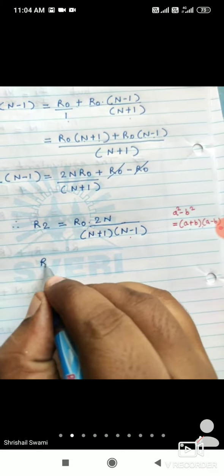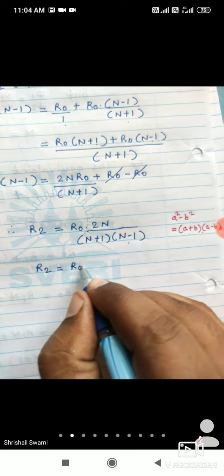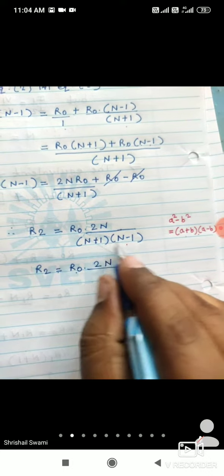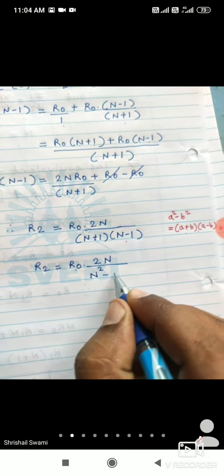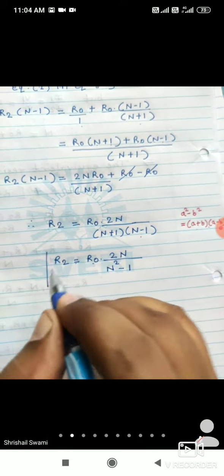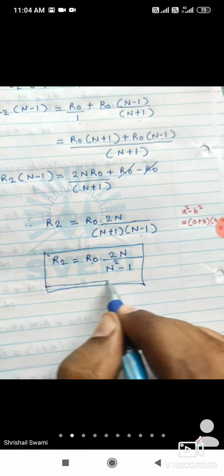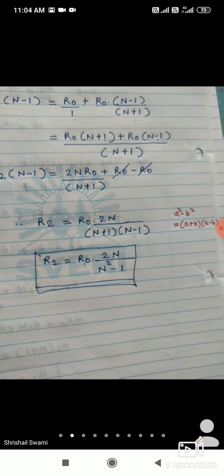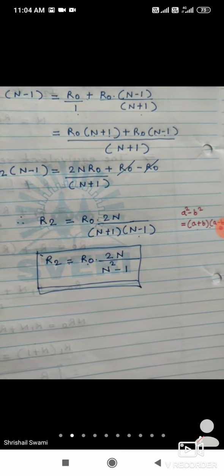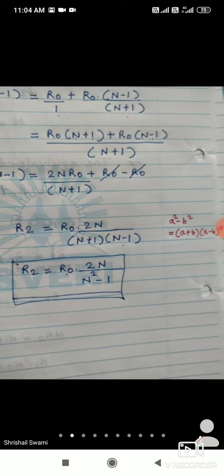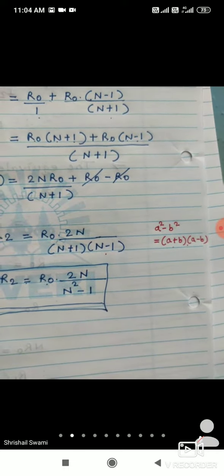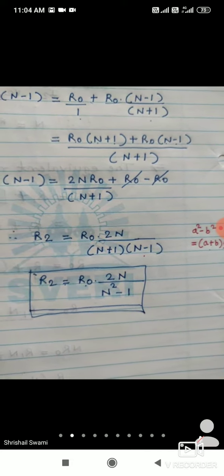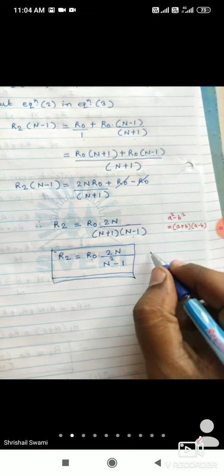So I will write R2 as it is, R0 always after the equal sign, into 2n as it is divided by the total replaced by n square minus 1 square. 1 square means 1. So this gives the expression of R2: R2 is equal to R0 into 2n divided by n square minus 1. The formula is a square minus b square, b is 1, and 1 raised to anything is 1. Understood? So this gives expression number 4.